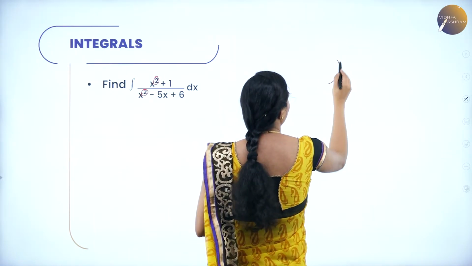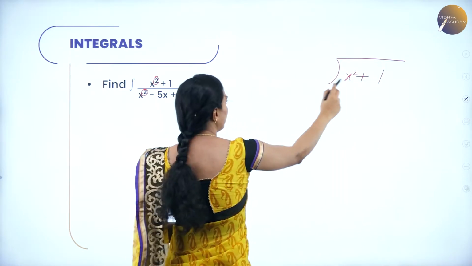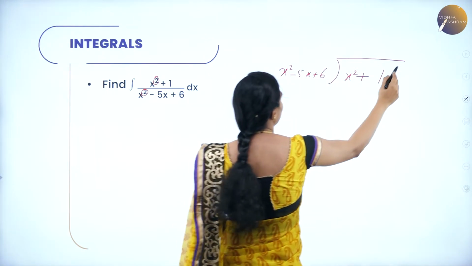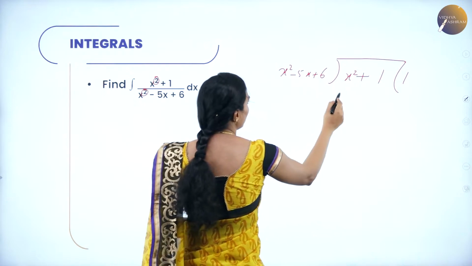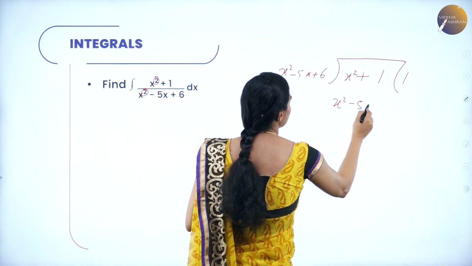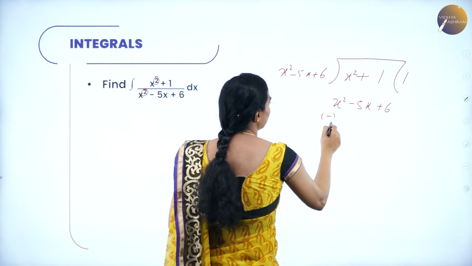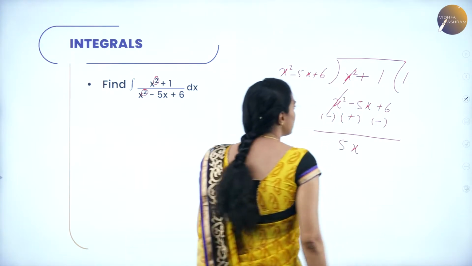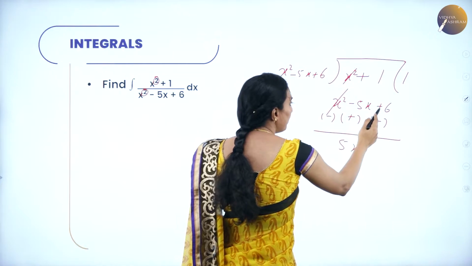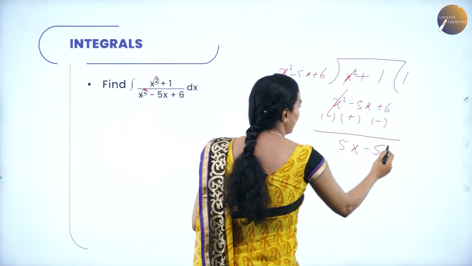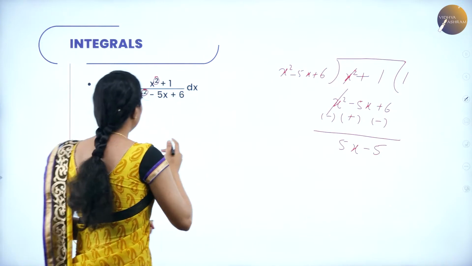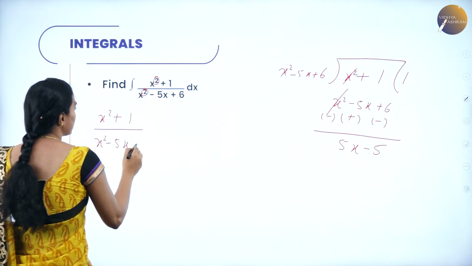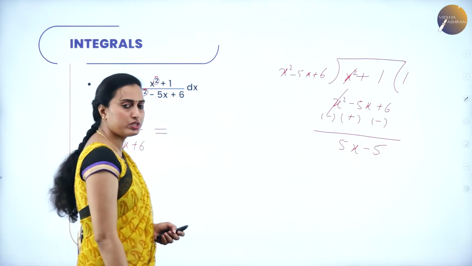Divide the numerator by the denominator, x squared minus 5x plus 6. Now here you can multiply this by 1, so it will give you x squared minus 5x plus 6. Now you can subtract this, and you can cancel x squared. So remaining here is plus 5x, minus 6 plus 1, which is nothing but minus 5. Then you can write this improper partial fraction as a proper partial fraction.